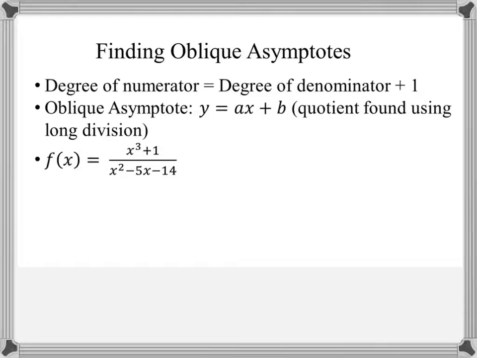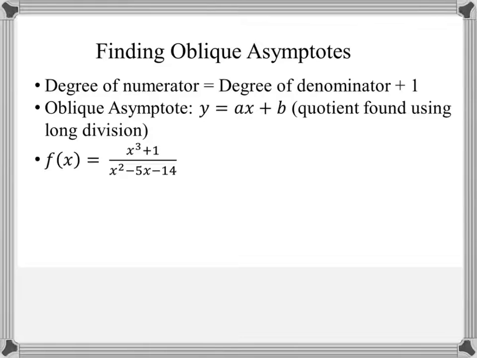Okay, we have a third possibility with horizontal asymptotes. The degree of the numerator equals the degree of the denominator plus 1. So the numerator's degree is 1 more than the degree of the denominator. Then we would have an oblique asymptote where y equals ax plus b, and that is found by looking at the quotient found when using long division. Okay, so let's look at that in this example.